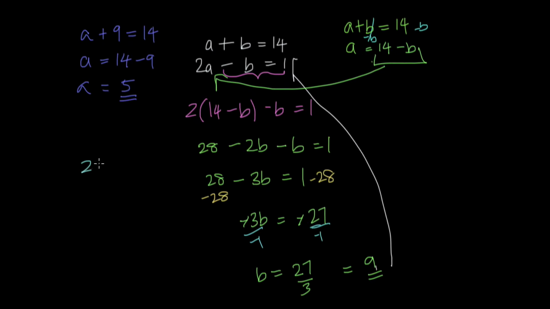So 2 times, and for a we got a value of 5, minus our value for b, which is 9, and that should give me 1. Right, this is not 11. This was the error I made over here. So yeah, it should give me 1, if we did it right. So 5 2s are 10 minus 9, and that indeed does give me 1. So we can say that our values are correct.